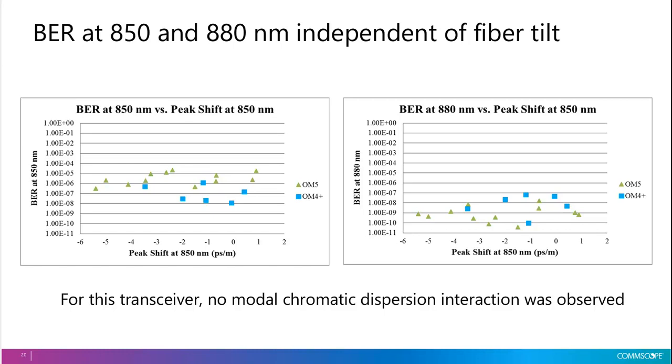These results seem flat to me. Doesn't matter what the peak shift parameter is. If the fiber has a left tilt or no tilt or a right tilt, the BERs are about the same for both these channels.